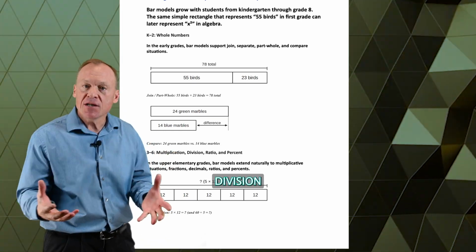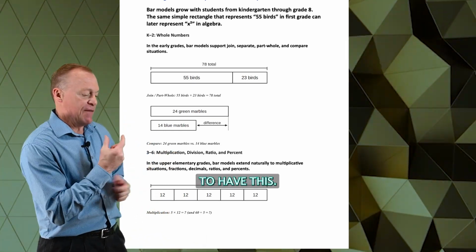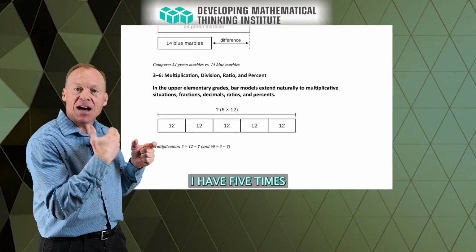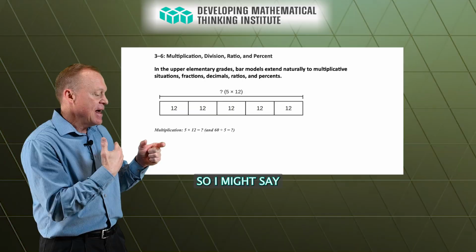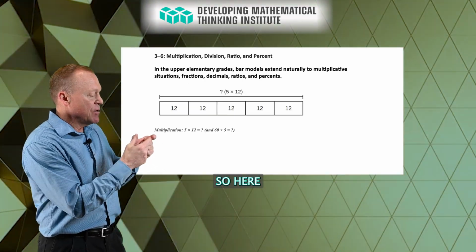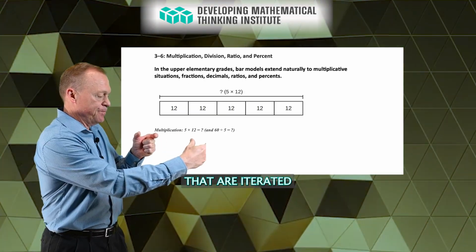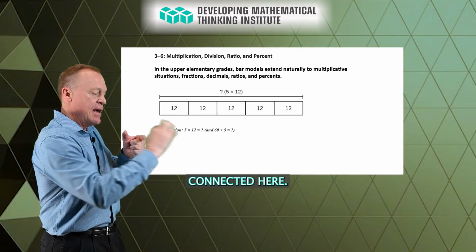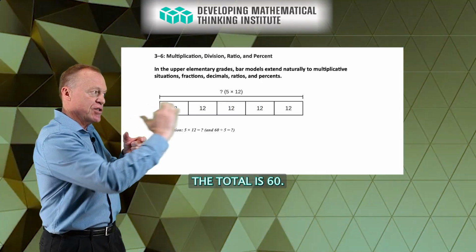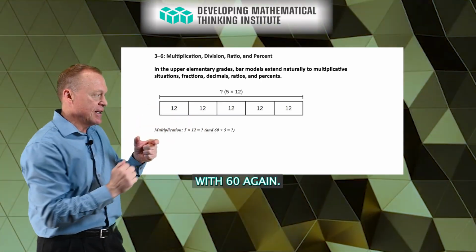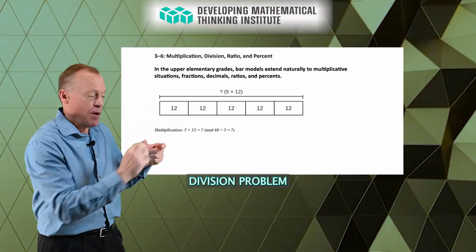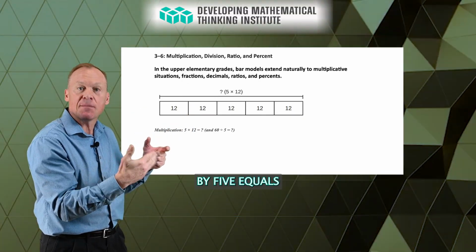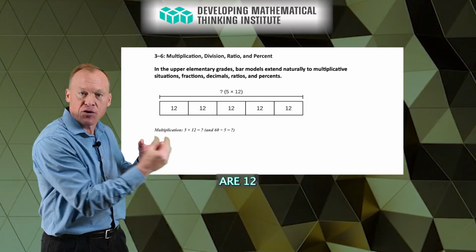Then when you move into multiplication and division, you're going to iterate the same size unit. So you might have 5 rectangles, which represents I have 5 times the same thing. So I might say 5 times 12 equals 60. Here you have 5 amounts that are iterated, copied the same. So you're building up to the area model. That's why they're all connected here. There's not an extra bar here, the total is 60, so you just have that arc with 60. And if it's a division problem, you would be given the 60, and then you have the 5 iterations, and then you have to figure out 60 divided by 5 equals 12 for each of those units.